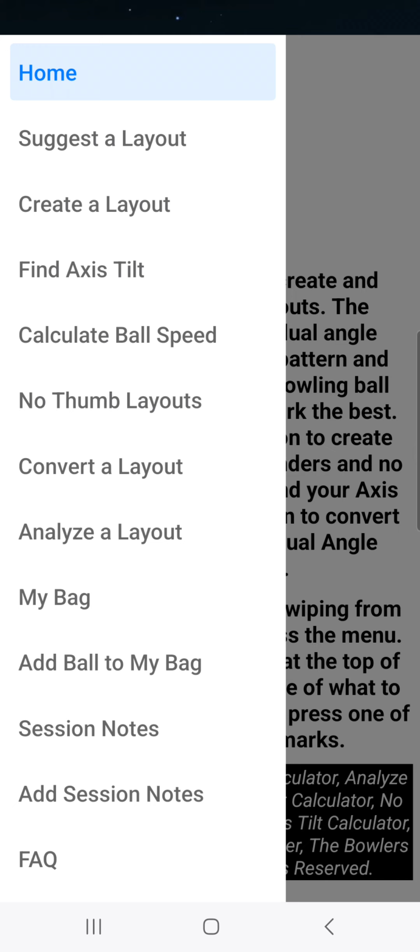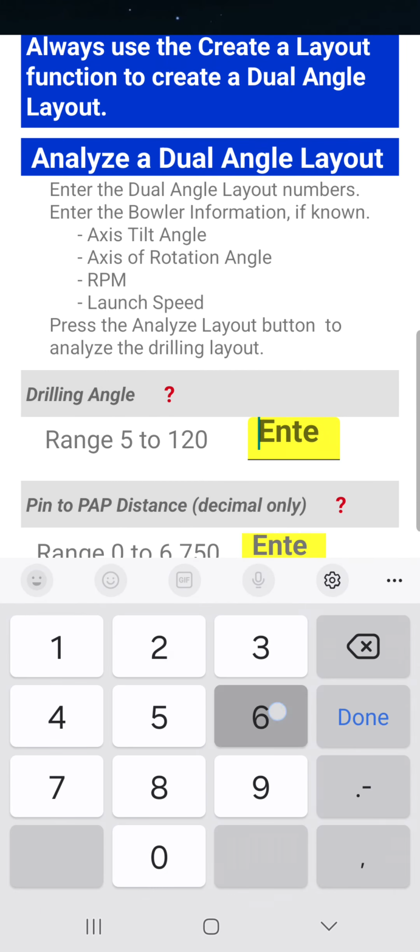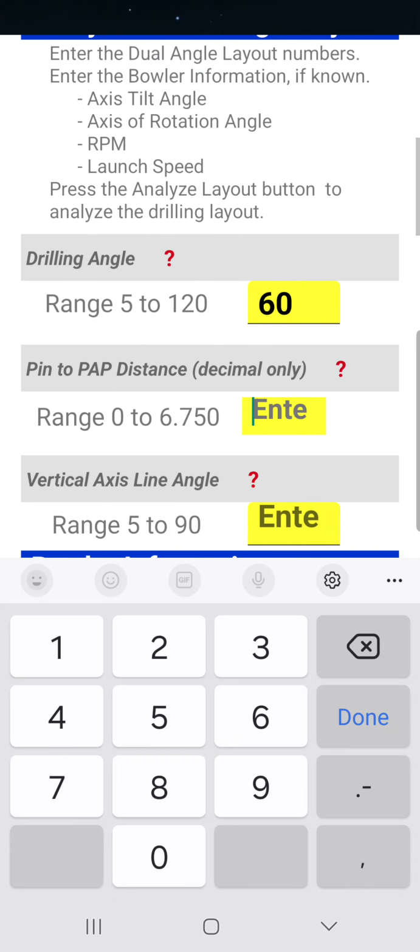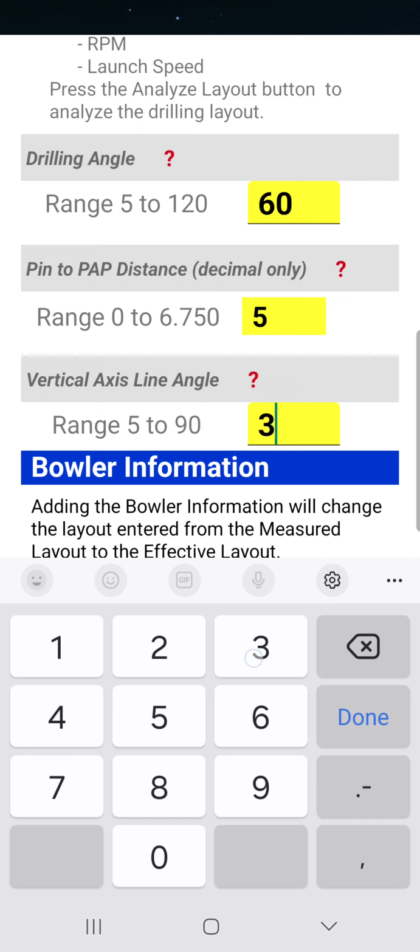But for now, rather than get into all the nitty gritty, I'm just going to look at 2 things on the app, which is how to analyze a layout and how to create a layout. The first one is how to analyze a layout, which I'm going to do now. In this example, let's say you've watched a video or you've heard somebody say the layout is 60 by 5 by 30, and you're curious to know what that will mean. Or if your pro shop guy said to you, this is what he thinks you should put on the ball, you can also check it out here.